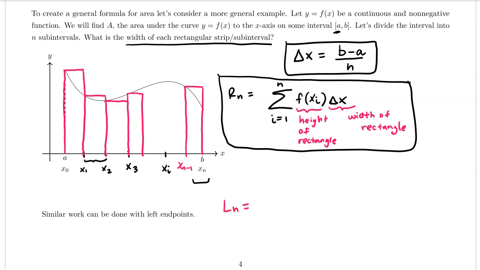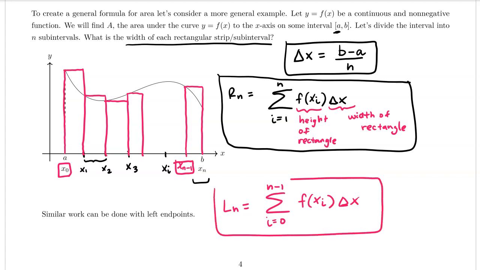So L sub n is going to look very similar to the formula that we have for R sub n. Can you think about what the only difference is? If you said the indices, you'd be correct. So my lower index would start at I equals 0 because the first height is dependent on x sub 0. And then it's going to stop at n minus 1 because that's affecting the height of my last rectangle. And the thing that we're summing is staying the same. So it'd be f of x sub I, which is the height, and then delta x, which is the width of our rectangle. So here are our formulas for R sub n and L sub n.